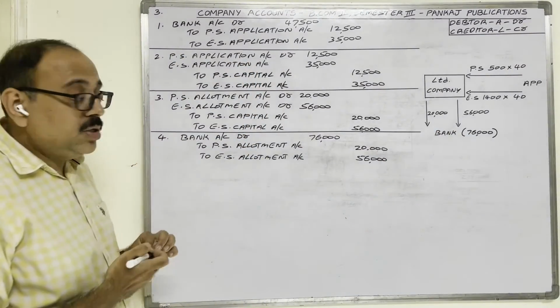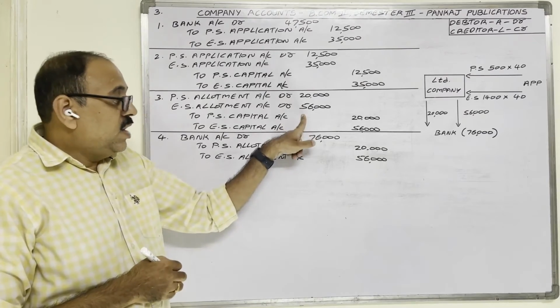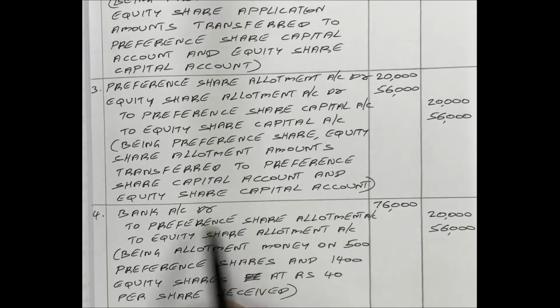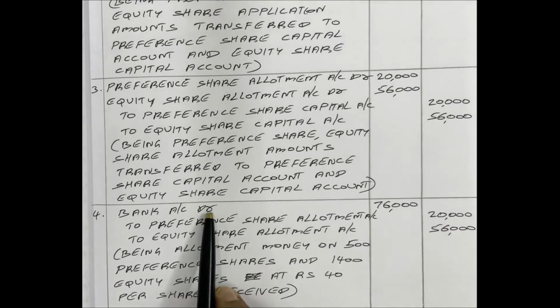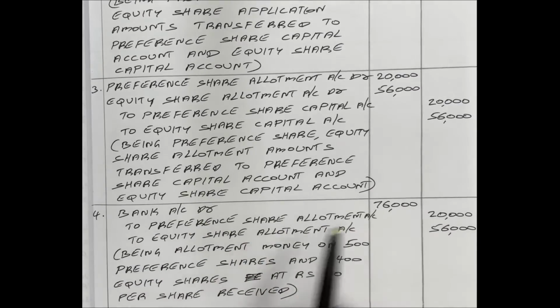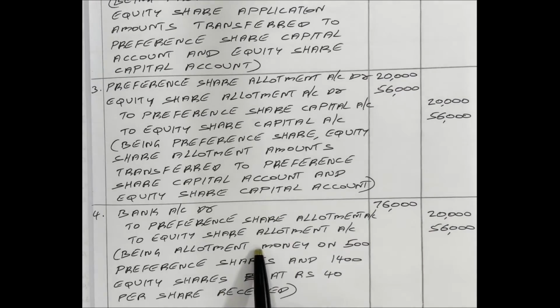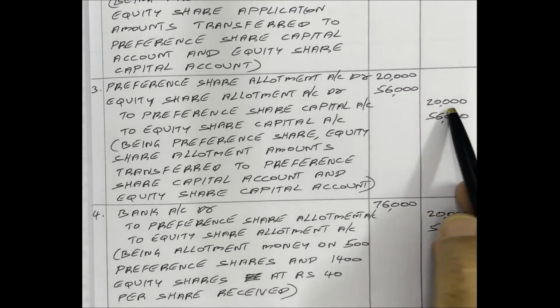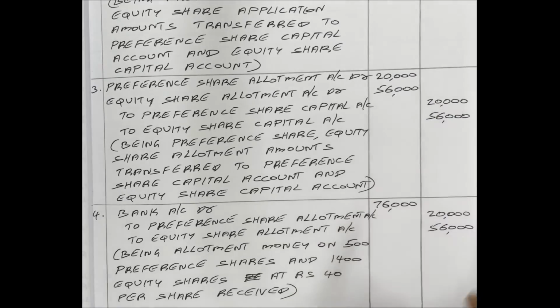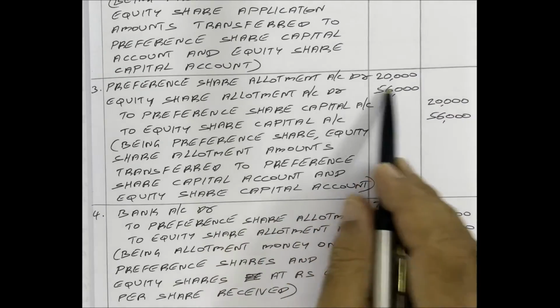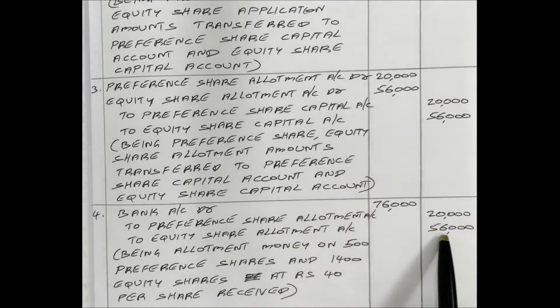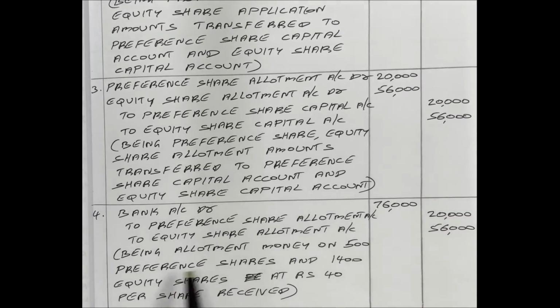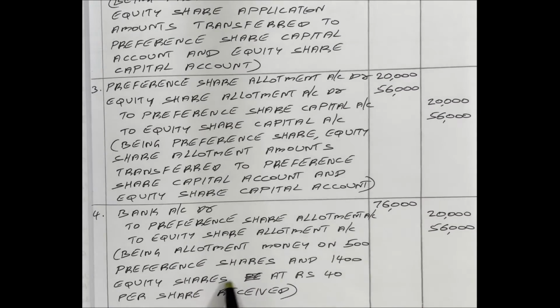So for allotment also there are two entries, the transfer entry and the received entry. See, this is the fourth entry. Bank account debit, to preference share allotment account, to equity share allotment account. Narration: for what are we writing this entry? Preference share allotment amount 20,000 we received. Equity share allotment amount 56,000 we received. Mention that in the narration. Being allotment money on 500 preference shares and 1400 equity shares at 40 rupees per share received.